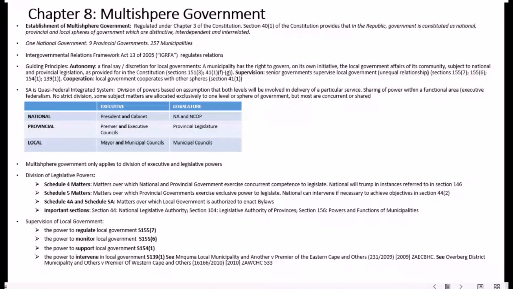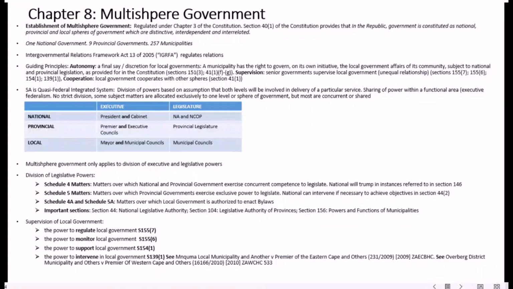And then in terms of the division of legislative powers, colleagues, as I mentioned before, we've got Schedule 4 matters, and these are matters which national and provincial government exercise concurrent competence to legislate, meaning that national and provincial government have the equal right to actually make laws in respect of these matters, but national government will trump provincial government for purposes of enacting laws in the instances referred to in section 146. So please go and have a look at that.